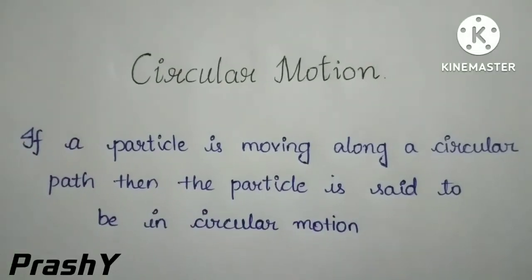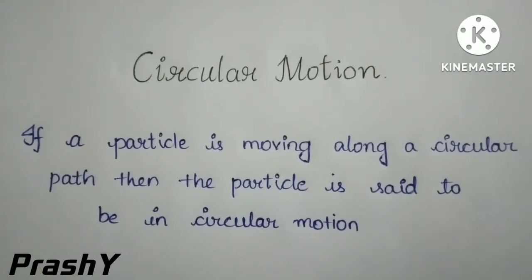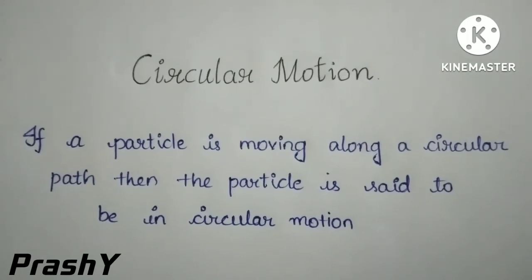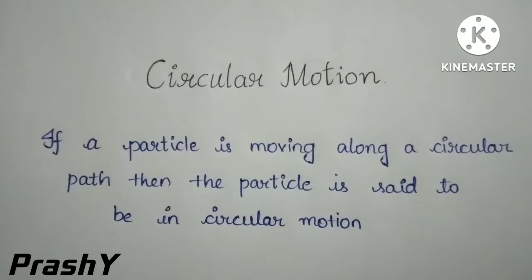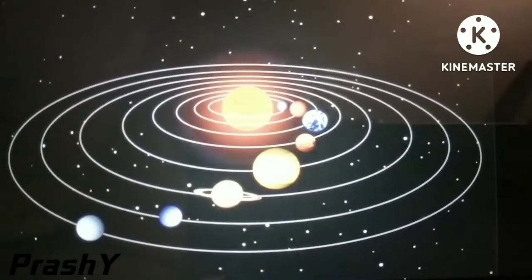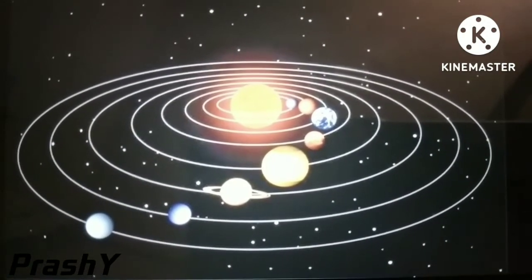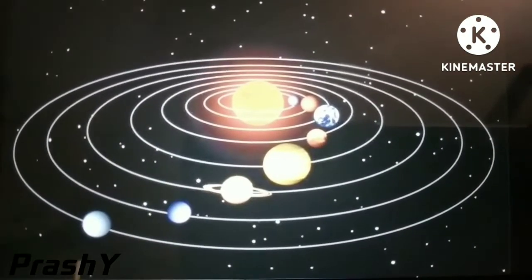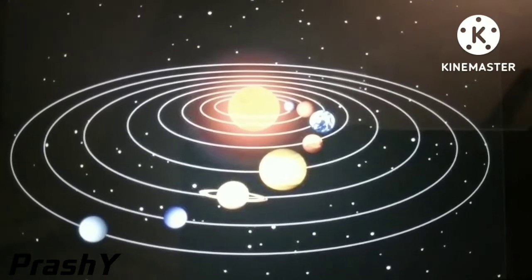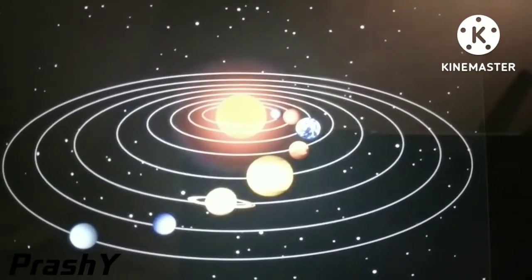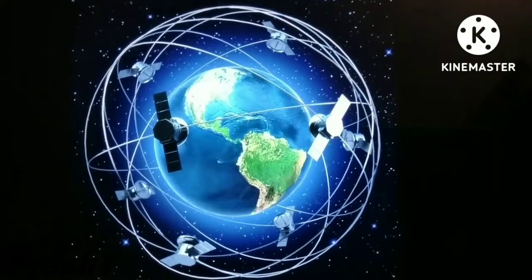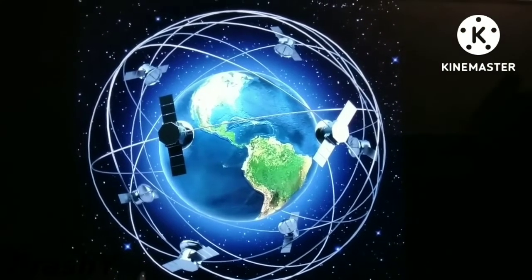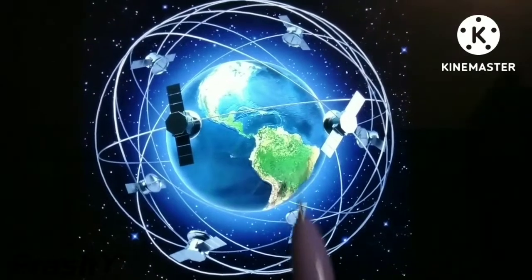So, if a particle is moving along a circular path, then the particle is said to be in circular motion. So, let us see some examples of circular motion. Planets revolving around the sun is a prominent example for circular motion in real life. These planets tend to follow a fixed circular orbit that acts as a boundary of the circle, while the sun acts as the center of the circular path. Orbiting around the planet, the movement of satellites around the planet is exhibited in a fixed orbit that is usually circular in nature.